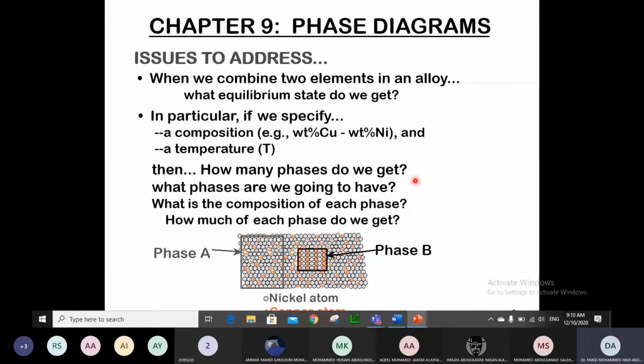So phase diagrams are basically tools that we can use to predict the material microstructure or the material properties. This is what we normally use the phase diagram for. We will see as we go.